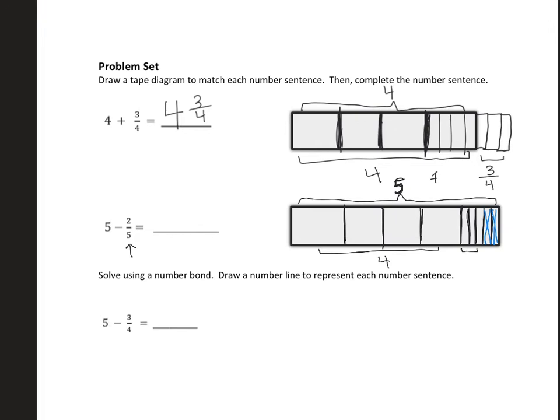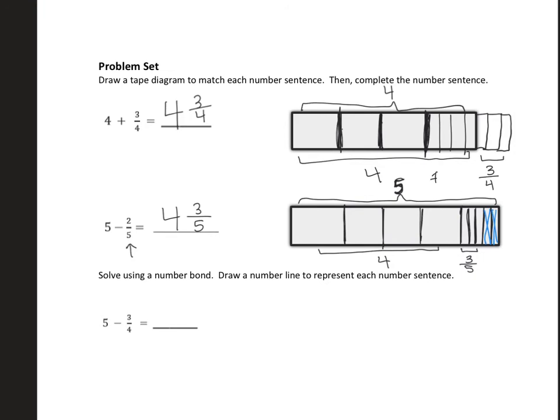and 3/5 left. So my final answer is going to be 4 and 3/5. Okay, so that is us applying our knowledge of using the tape diagram to add and subtract a whole number and a fraction.